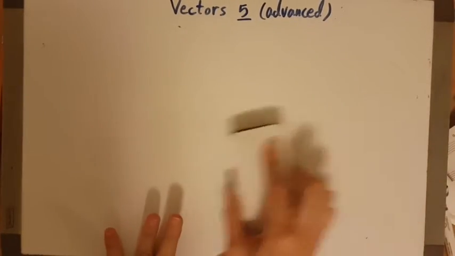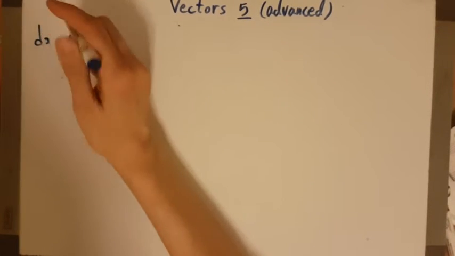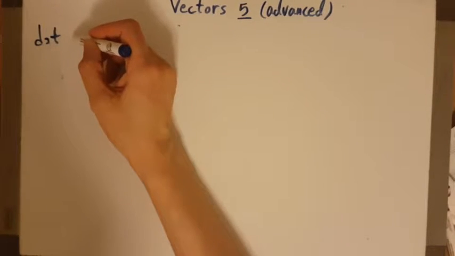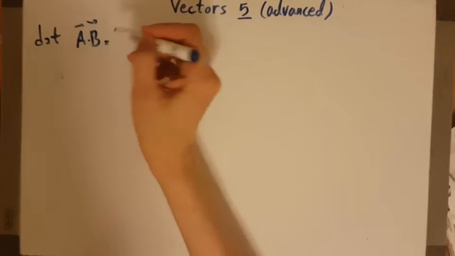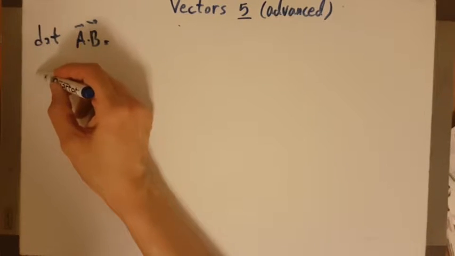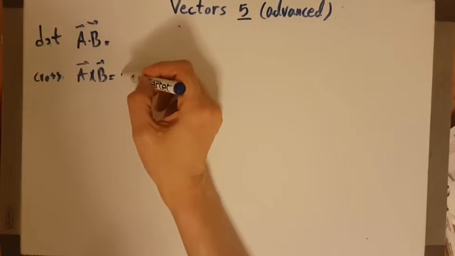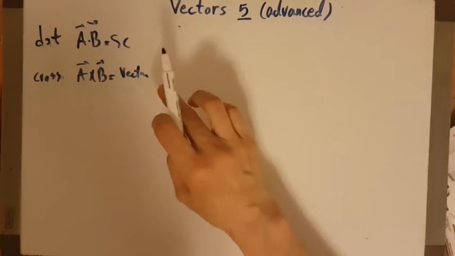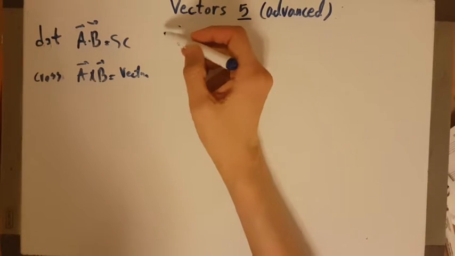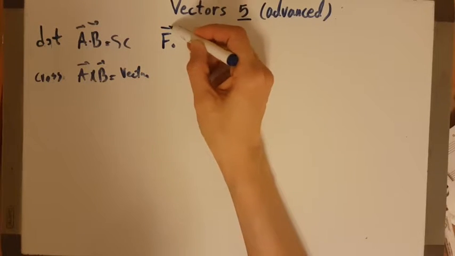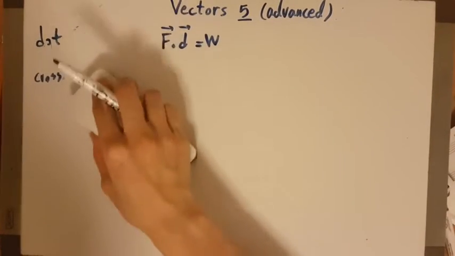Now that we talked about work, let's remember our multiplications. We have two kinds of multiplications: dot multiplication, the dot product, which is a times b, and the result is a scalar, and the other one is cross multiplication, which is a times b, and the result of this one is a vector. This is a scalar. So which one would be the work? The work definitely is this one, because work itself is a scalar. So F times displacement would be the work.